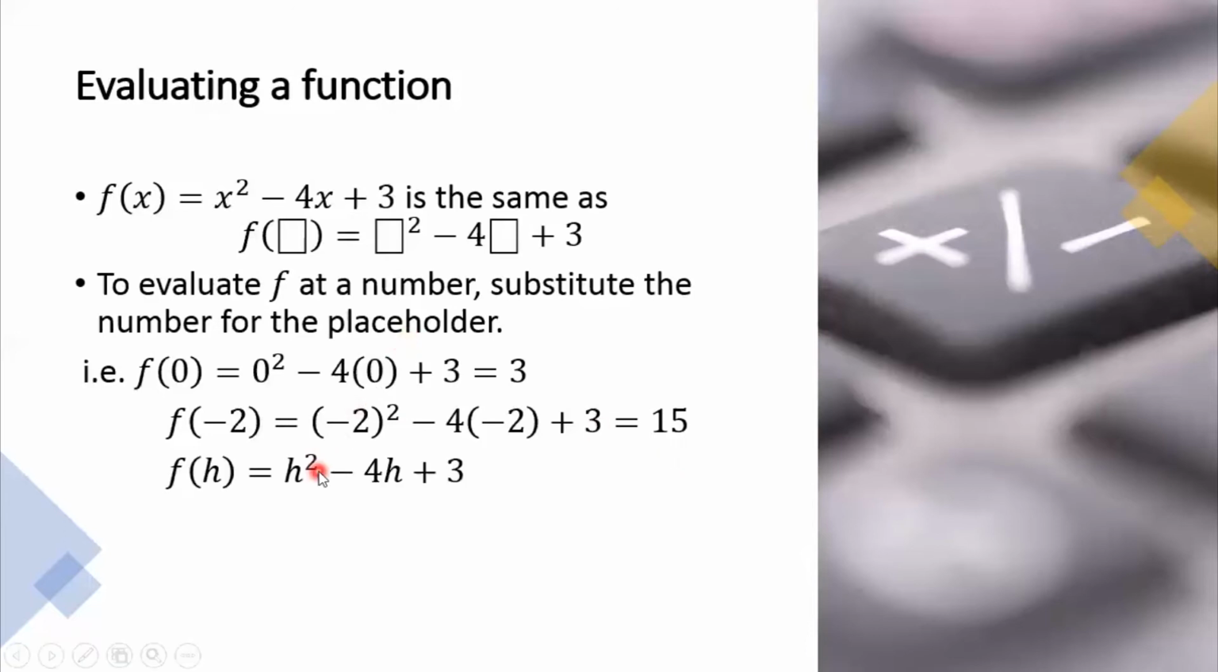Next, if you want to know the value of the function at x is equal to h, we simply substitute h for the variable. So this becomes f of h is equal to h squared minus 4h plus 3.